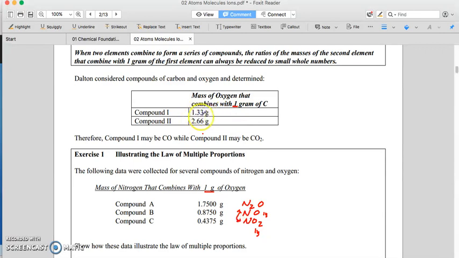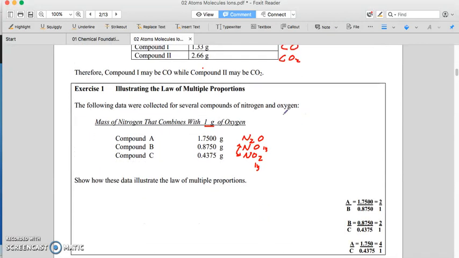Compound 1 has 1.33 grams of oxygen that combined with that 1 gram of carbon. Compound 2 has 2.66 grams of oxygen that combined with that 1 gram of carbon. Do you have any ideas for what these 2 compounds could be? This one is probably CO. This one would be CO2, right? The way I can tell is there's twice as much oxygen in compound 2 as there is in compound 1, right? And this makes sense. Carbon dioxide versus carbon monoxide.